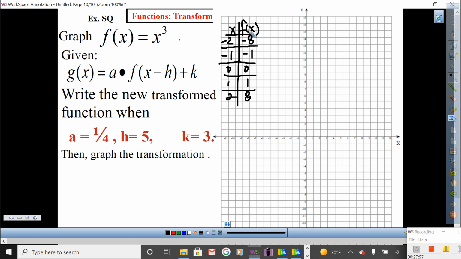Does everybody see where I'm getting these values from? Yeah, by cubing them, yeah? So let's graph this. -2, -8. -1, -1, 0, 0, 1, 1, and 2, 8. This is our parent function, the cubic function.